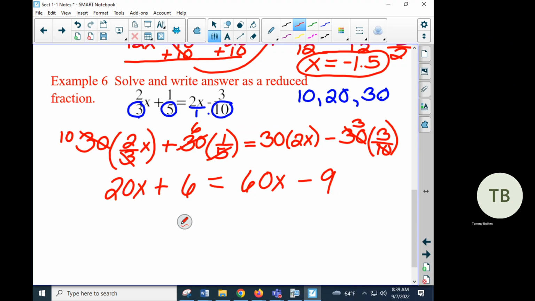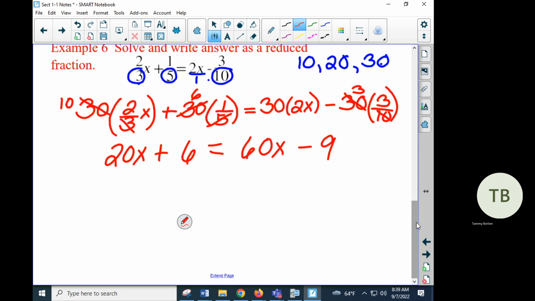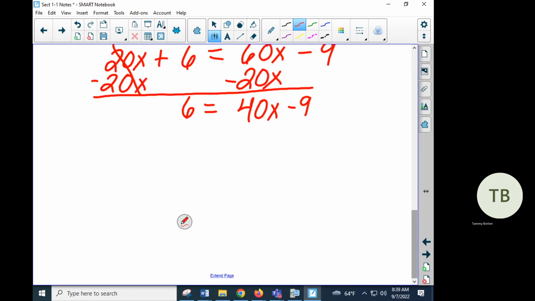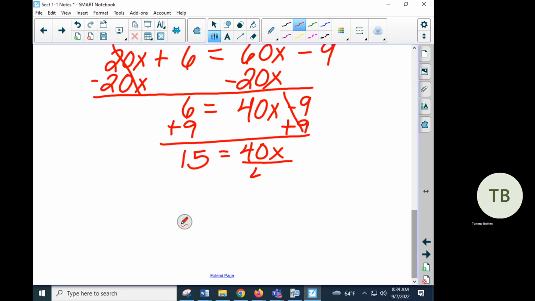Now we're back to a much easier equation. We have 60x and 20x. You can bring the x's to either side. I'm going to bring them over here just because then I don't have to deal with a negative, but you could certainly do it the other way. Then I'd have 6 equals 60x minus 20x is 40x minus 9. And then I would bring my 9 over to the other side. And I'd get 40x equals 15. Divide by 40.